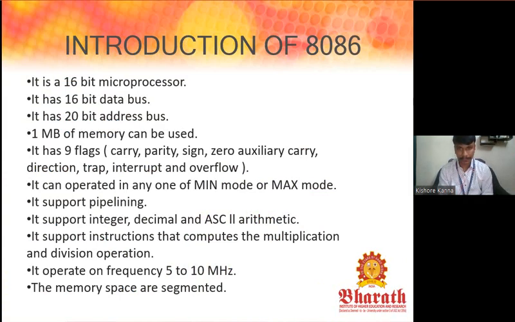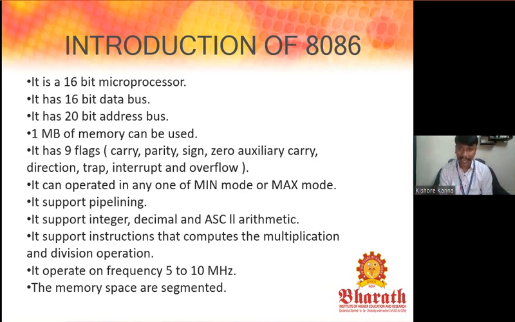8086 introduction. It is a 16-bit microprocessor. 8085 was 8-bit, but this one is a 16-bit microprocessor. 16-bit means it has a 16-bit data bus. A data bus is a bus which processes the given input data with 16 memory lines. That is known as a 16-bit data bus, and it has a 20-bit address bus. A 20-bit address bus is quite large.